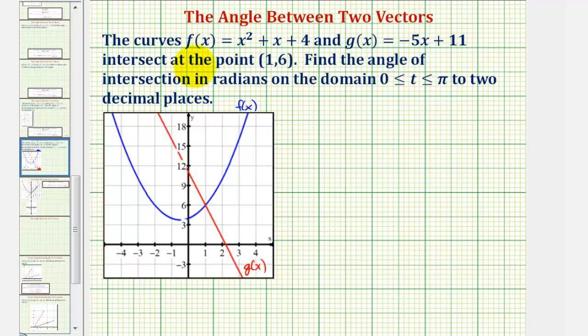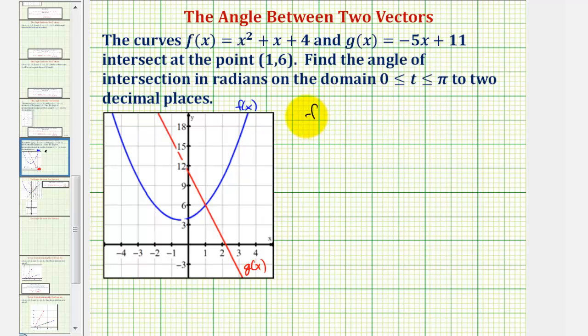We're given the curves f of x and g of x intersect at the point (1, 6), this point here. We want to find the angle of intersection in radians. The angle of intersection of two curves is equal to the angle between the tangent lines to the curves at the point of intersection. So we'll begin by determining the slope of the tangent lines to the two curves at this point. So we'll find the derivatives of both functions and evaluate them at the point (1, 6).